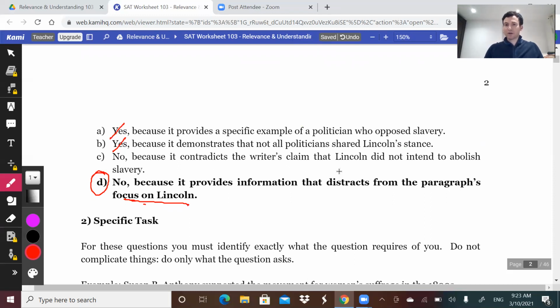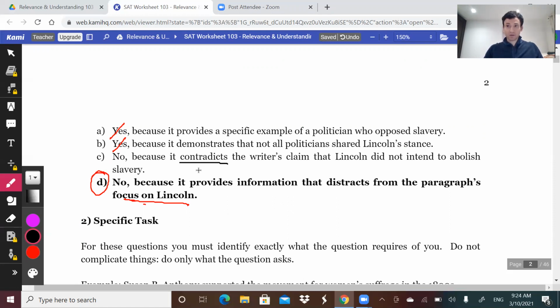No, because it contradicts the writer's claim that Lincoln did not intend to abolish slavery. It doesn't say anything about Lincoln, so it doesn't contradict anything about Lincoln. And I'm going to warn you, you're going to see "contradicts" a lot under no. I've rarely, if ever, seen anything written that contradicts what the paragraph is saying. Why? Probably because it would stick out like a sore thumb.